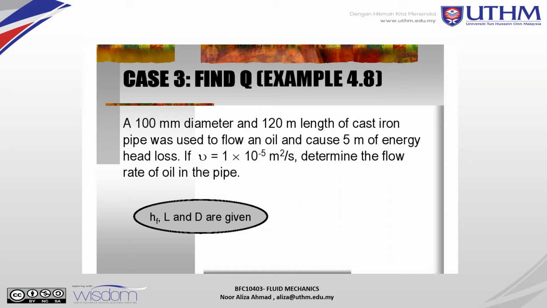We continue our chapter 4, case 3. This is example 4.8, to find the Q. A 100 mm diameter and 120 meter length of cast iron pipe was used to flow an oil and cause 5 meter of energy head loss. If the viscosity is this value, determine the flow rate of oil in the pipe.